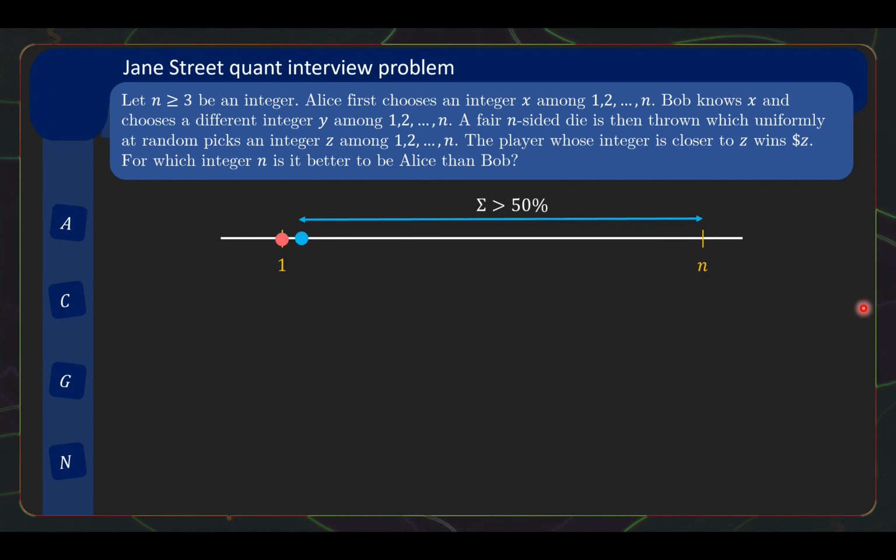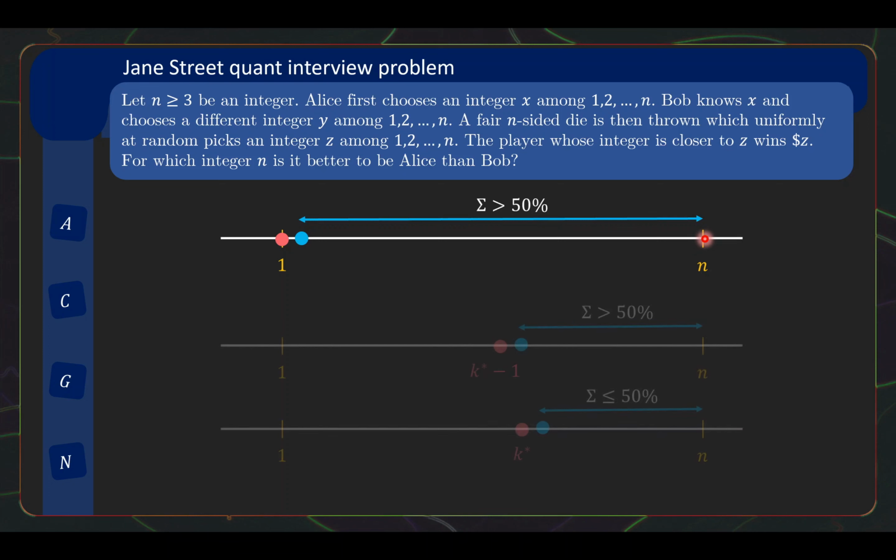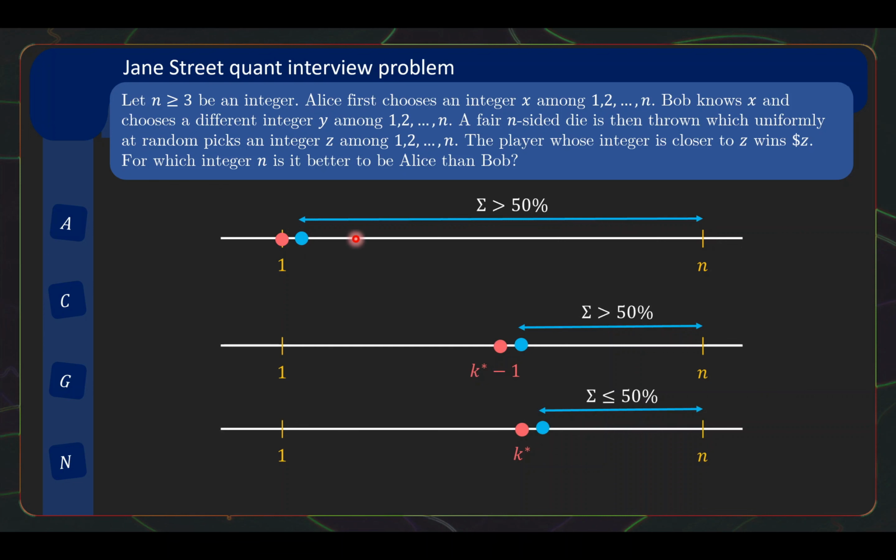So let's think about this problem a bit more closely. In the very extreme case where Alice picks the number 1, then the right option for Bob is obviously going to sum to more than 50% of the available sum, right? As you move all the way, until Alice picks n, the territory to the right of Alice becomes 0% of the available sum.